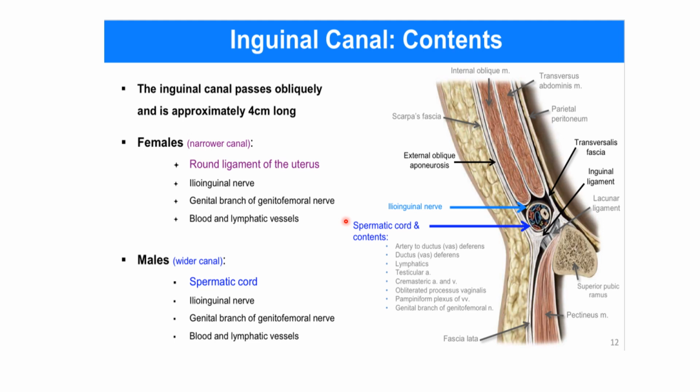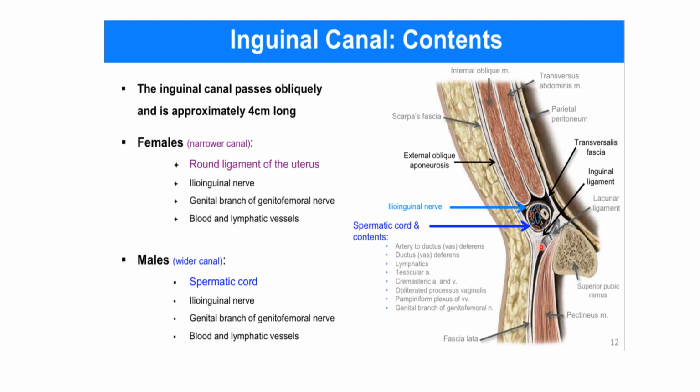Additionally, it runs along the spermatic cord, but it does not become a content of the spermatic cord. So this point has to be remembered: the ilioinguinal nerve does not enter the canal through the deep ring. It does exit through the superficial inguinal ring and runs along the spermatic cord within the inguinal canal, but it does not become a content of the spermatic cord.